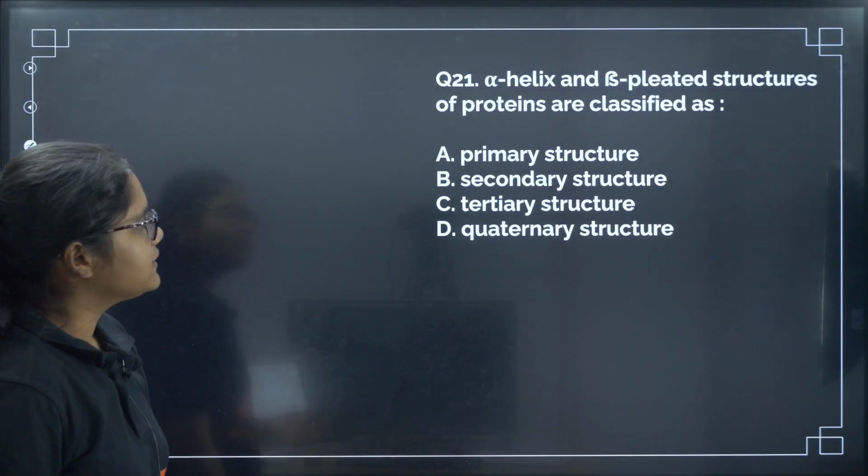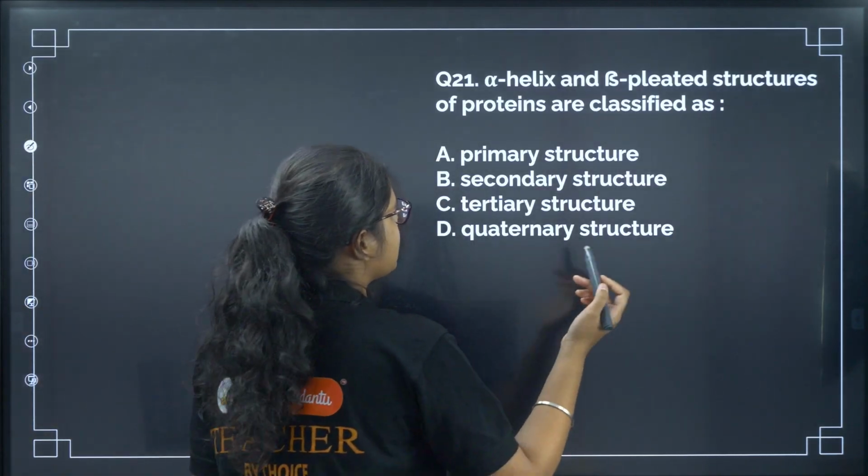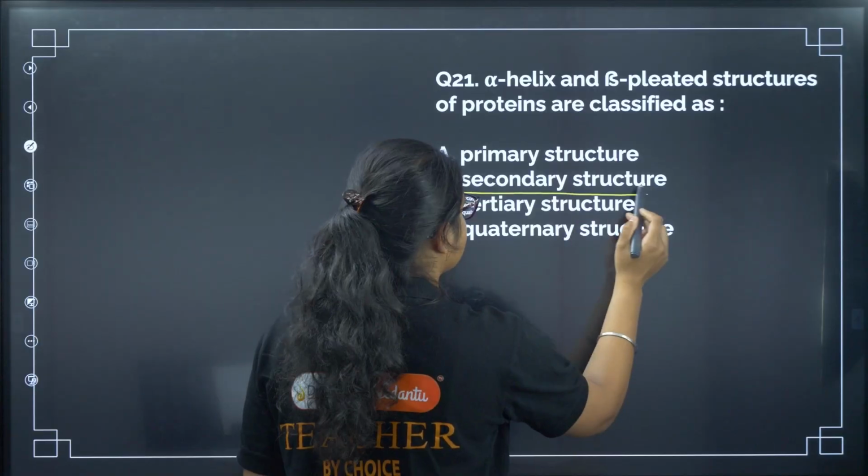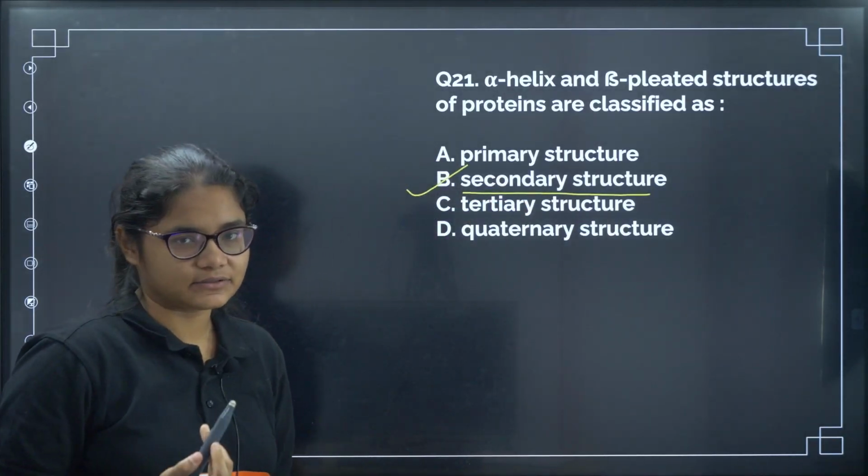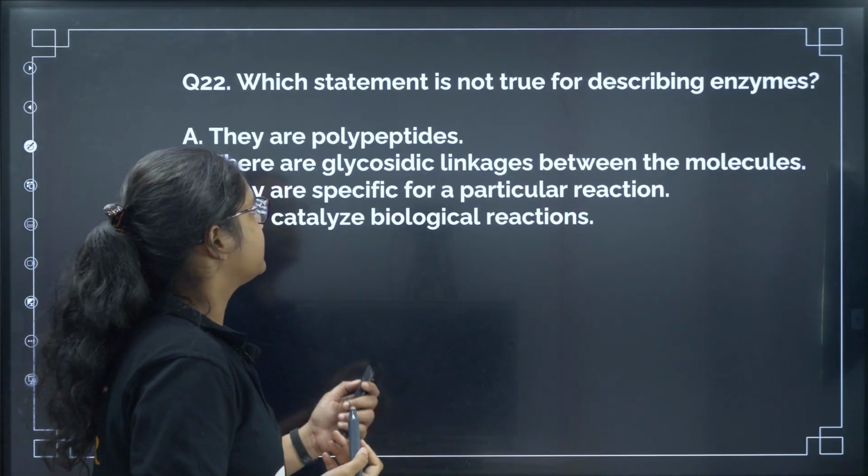Next, alpha helix and beta pleated sheets of proteins are classified as. So they are in the secondary structure. Direct fact-based questions. Correct answer is option number B.